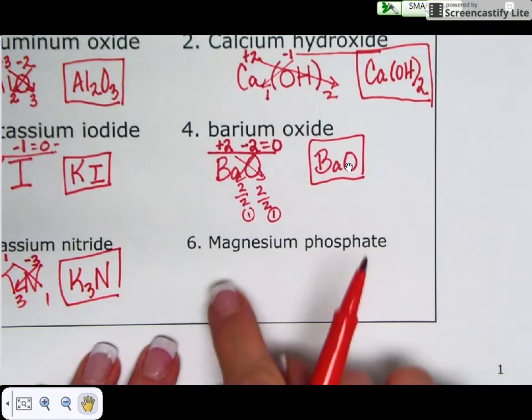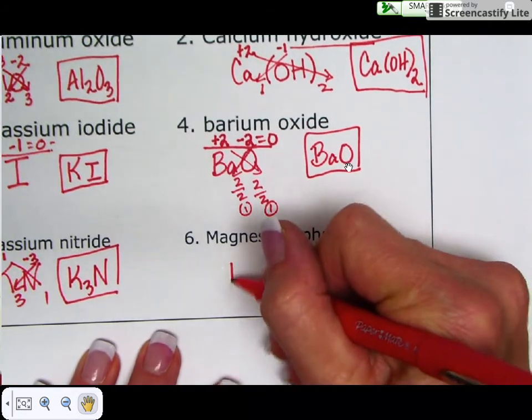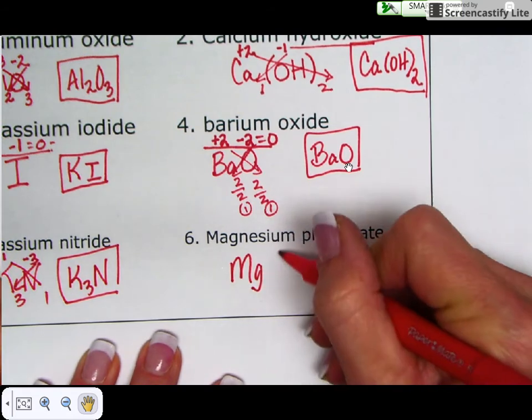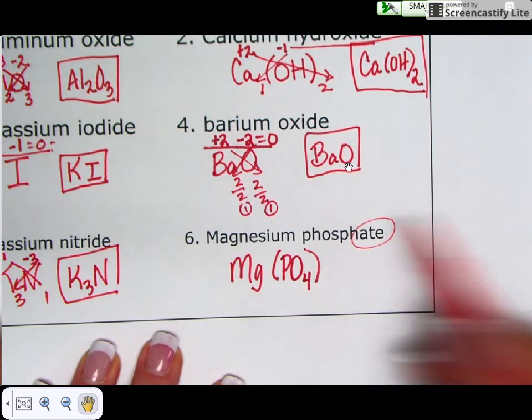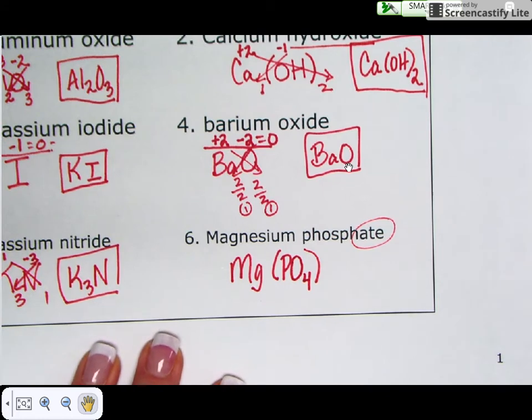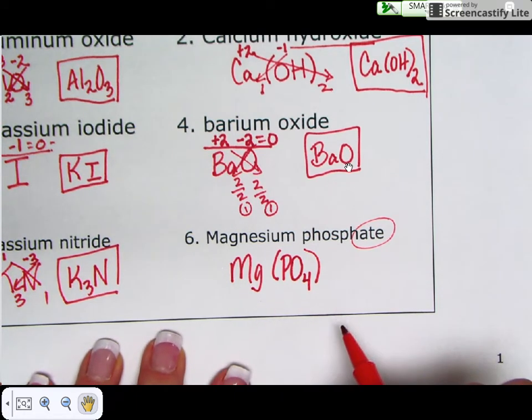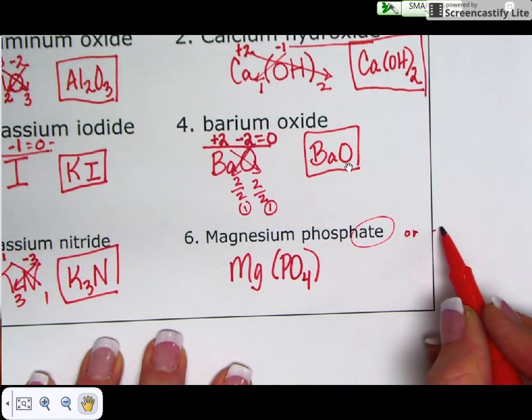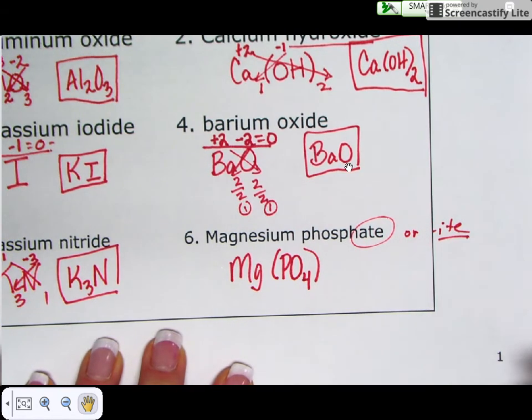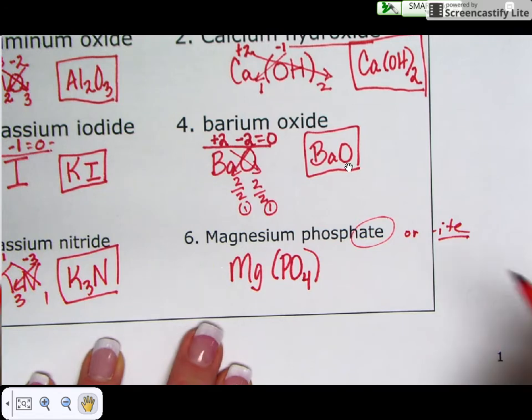The last one, magnesium phosphate. Put your symbols side by side, Mg, and put parentheses around phosphate, PO4. He's a polyatomic ion. Again, you have to memorize your polyatomic ions, but a lot of them do end in ate or ite. That's one way that will help you recognize them.